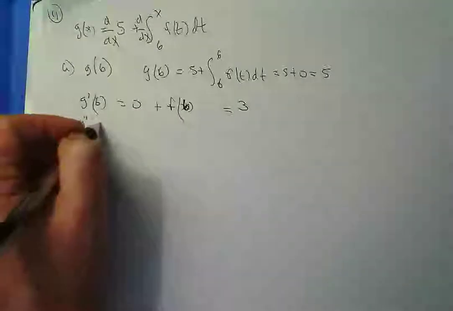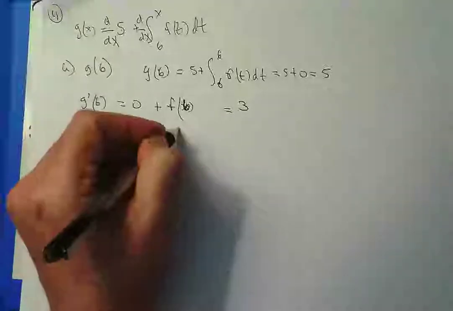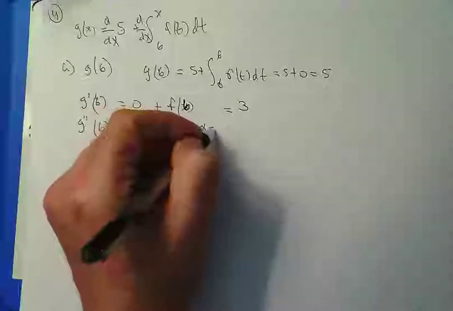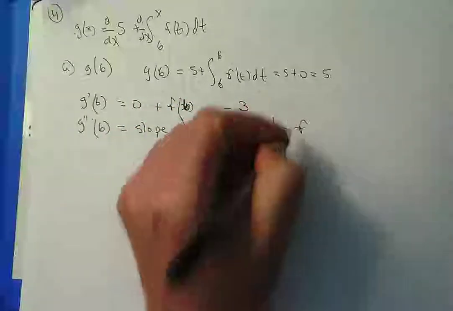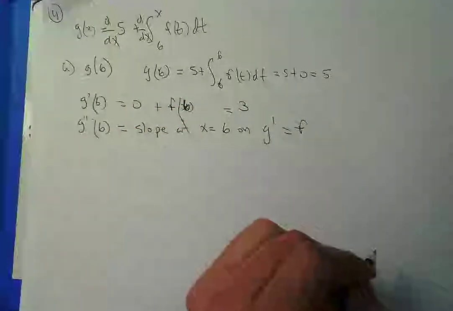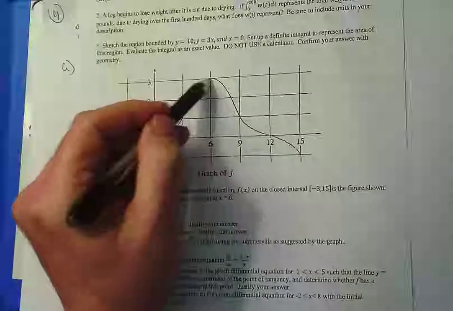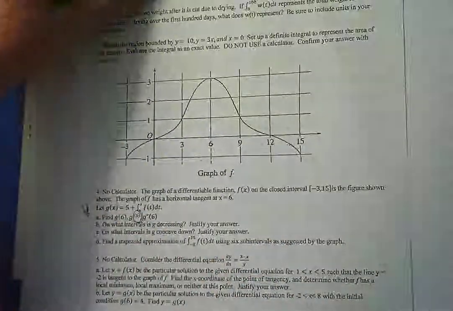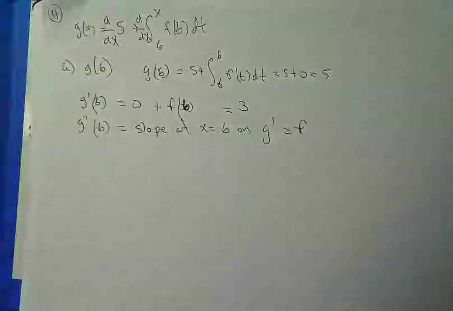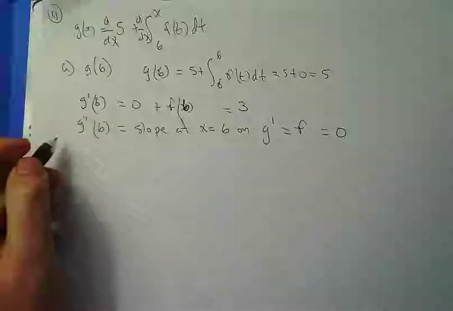Finally, g double prime of 6. Well, that's the slope at x equals 6 on g prime equals f. So if I look at the picture at x equals 6, f equals g prime, the slope here, they tell me, has a horizontal tangent. So I know the slope at 6 to be 0. So g double prime of 6 is 0.